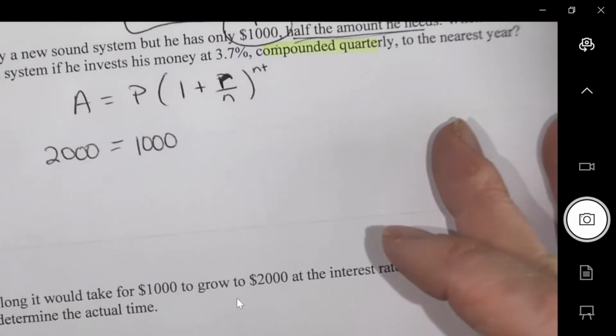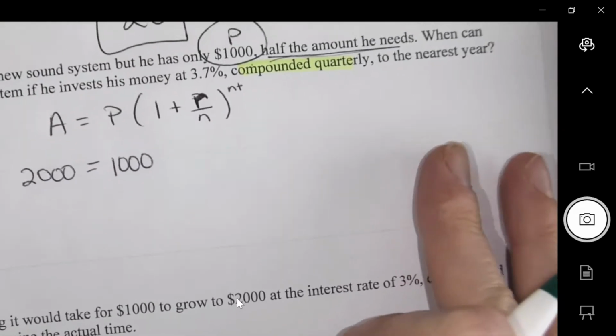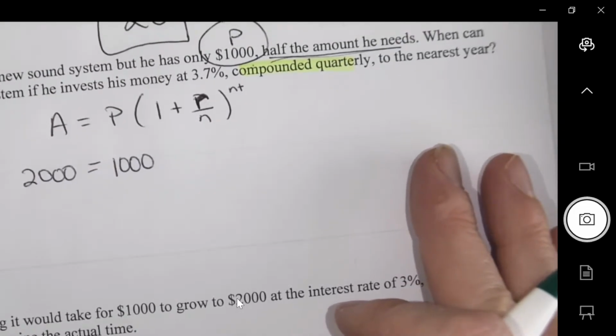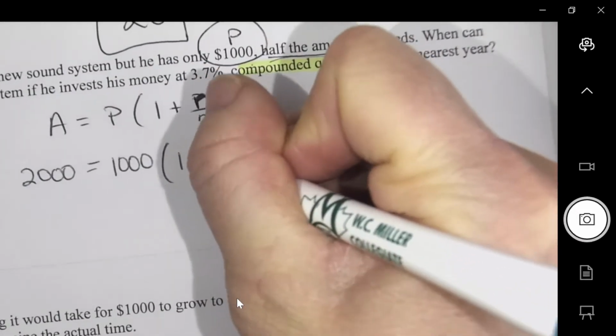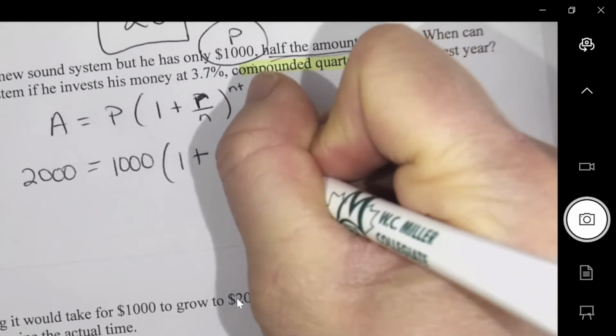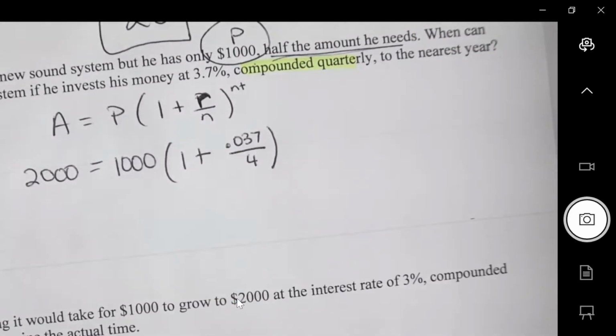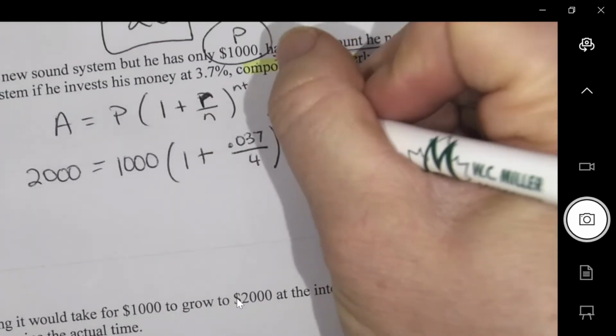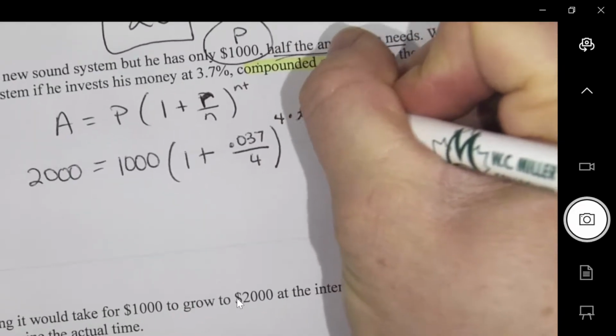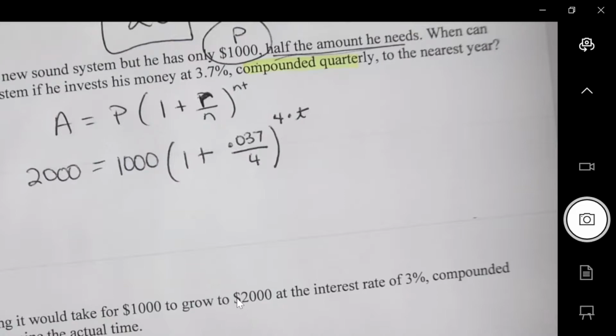I don't know why they use an A in this formula. I should just be putting an F there to say our final, but. Okay, 1 plus, so 0.037 is the rate. Compounded quarterly. Four times a year for how many years? Okay, you are going to get one of these on your tests for sure.